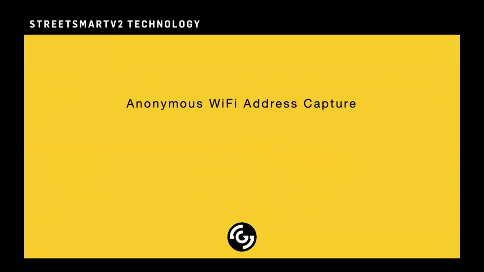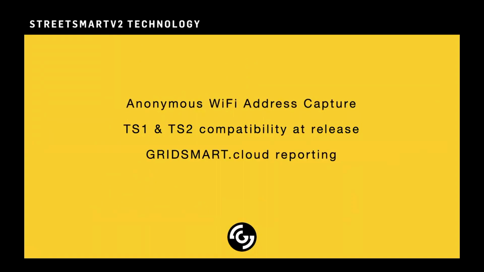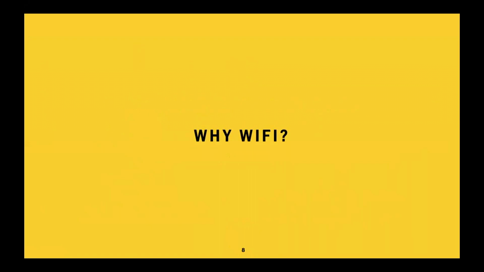Some of the things that come with it are anonymous Wi-Fi address capture. Matt talked about sample rates. I'll get further into that. Basically, we're analyzing Wi-Fi traffic at the intersection. TS1 and TS2 cabinet capabilities at release, plug and play in the cabinet, and GRIDSMART.cloud reporting, where you'll find all of your Wi-Fi analytics, travel time, origin destination, and SPM reports that are available with the V2. So why Wi-Fi?